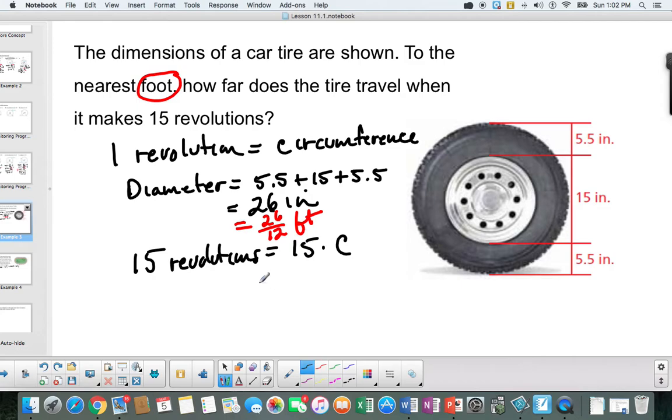So now I can go ahead and find 15 revolutions, which means I am going to take 15 times the circumference, which is pi d. And remember that my d is 26 over 12. So I'm just going to go ahead and put all that in the calculator, and that'll round to 102 feet. So that's how far the tire will travel in 15 revolutions.